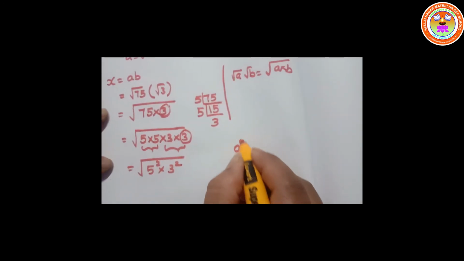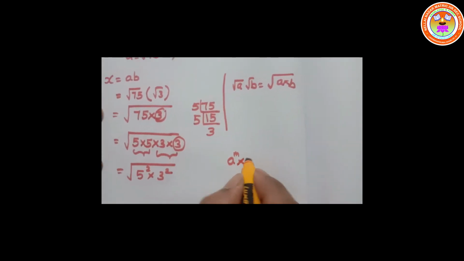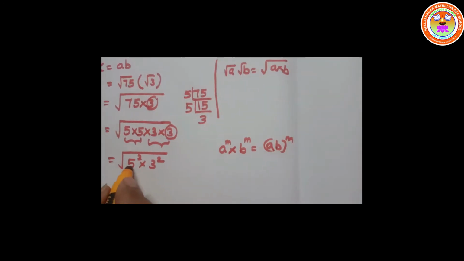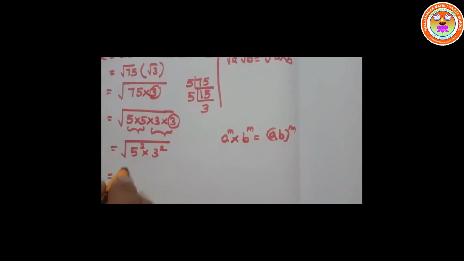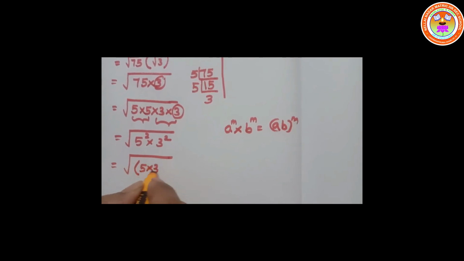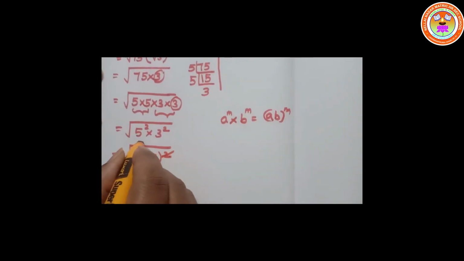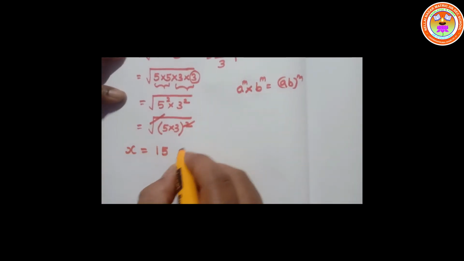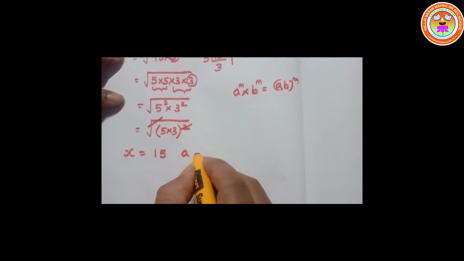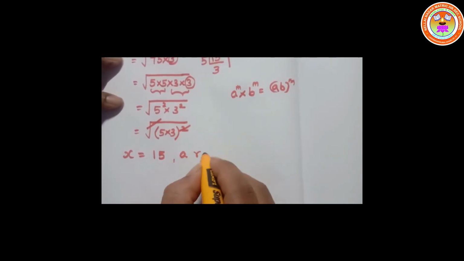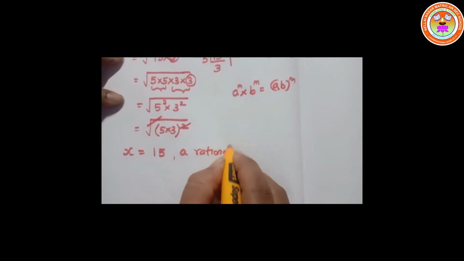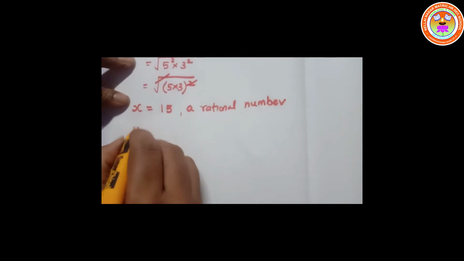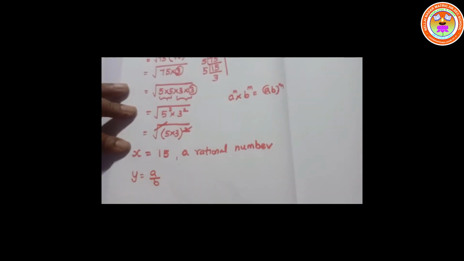a power m into b power m, I can write as a b the whole power m. Same way a power m into b power m, I can write a into b the whole power m. Square and root get cancelled. 5 3s are, you get 15. So x is equal to 15, a rational number. Understood children? Rational number.